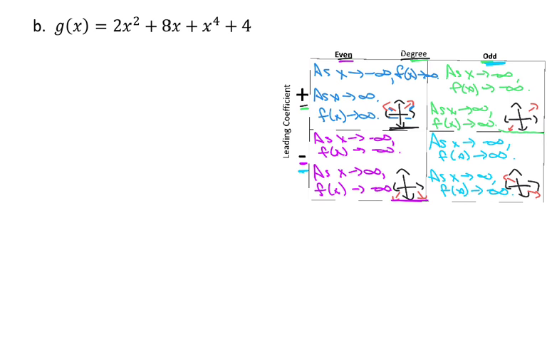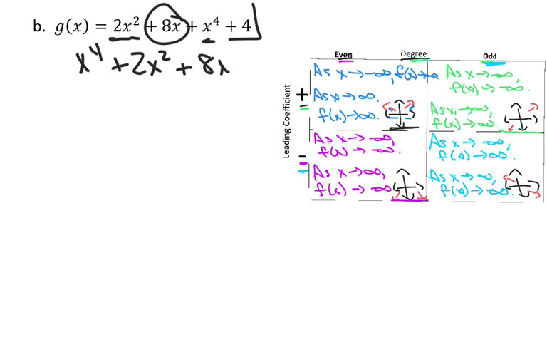So our next example says g of x equals 2x squared plus 8x plus x to the fourth plus 4. Notice this one's not in standard form. So let's put this in standard form first, which means that we're going to start with our highest exponent. So we're going to say x to the fourth, then our next highest, so plus 2x squared, then plus 8x, and then at the end here we'll have plus 4.